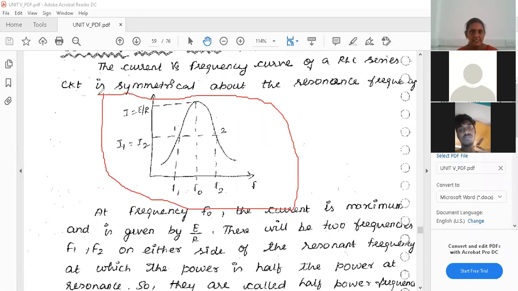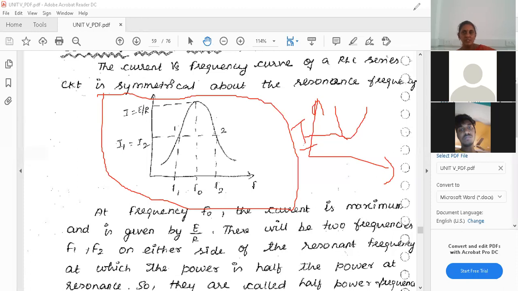For the parallel resonance, this curve will be opposite. Parallel resonance occurs only for parallel circuits. The curve will be like this, a V curve, and for series resonance, it will be an inverted V curve. So the behavior also will be just opposite. The current will be minimum in a parallel resonance, as opposed to the series resonance, where the current is maximum, right? So it will be opposite here.